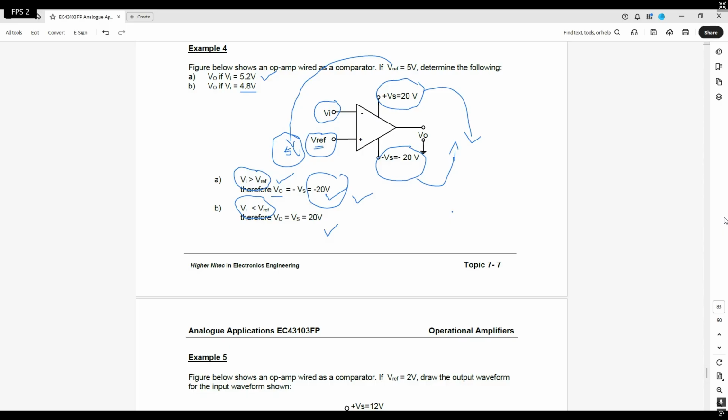Any question for the example? Okay, you know, then I move on.